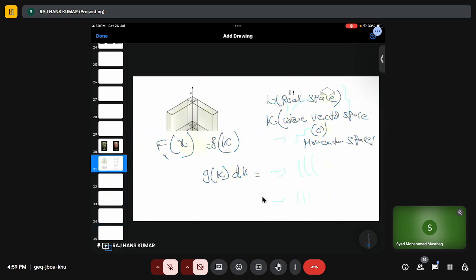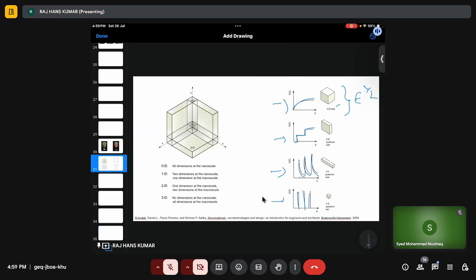And you do the integration. When you do the integration, this guy will have 1 by 2, this guy will have 0, the power is 0, that's why you have these steps, and this guy will have E power minus 1 by 2.